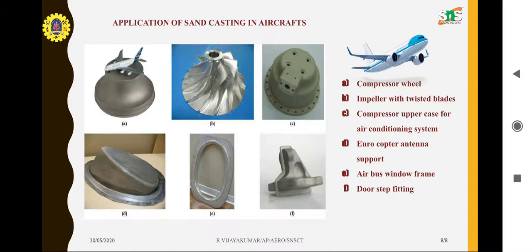You can see that impeller, the twisted blade design is very complex and we can't produce it by using a normal traditional method. So, we are going for sand casting for accuracy. And the third one is compressor uppercase for air conditioning system. This is a compressor uppercase that is used in the air conditioning system in aircraft.